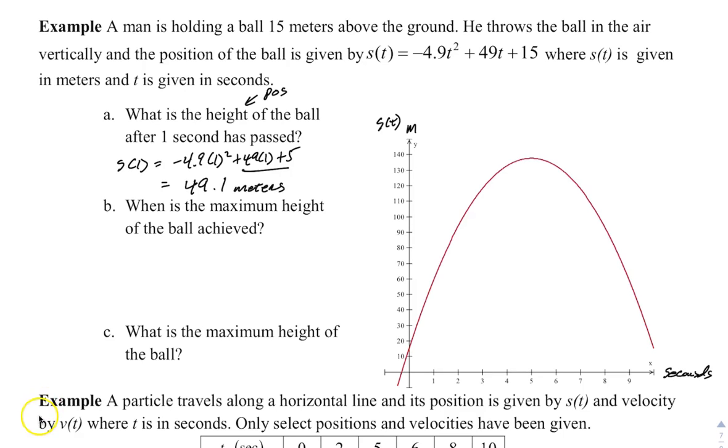I started saying after 1 second, you're 49.1 meters up, which kind of makes sense. Look at our graph here. So there's one, get about up to right there. What is the max height the ball has achieved? Now again, we got to go back to our logic here. How do we find max height?